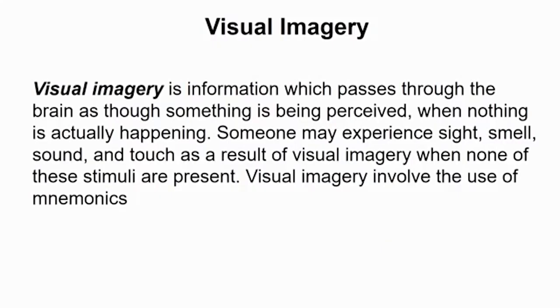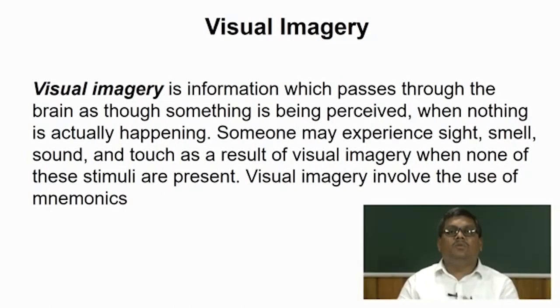So, let's begin this section on visual memory. What is visual imagery? Visual imagery is basically information which passes through the brain as though something is being perceived when nothing actually is happening. So, when I gave you the task of counting the windowsills, or looking at the wall in your house and telling me what is on the wall, what you did was you imagined this. You started mentally going back to this and then thinking about it. And so the process of mentally going back was similar to perception, minus the input from the eye.